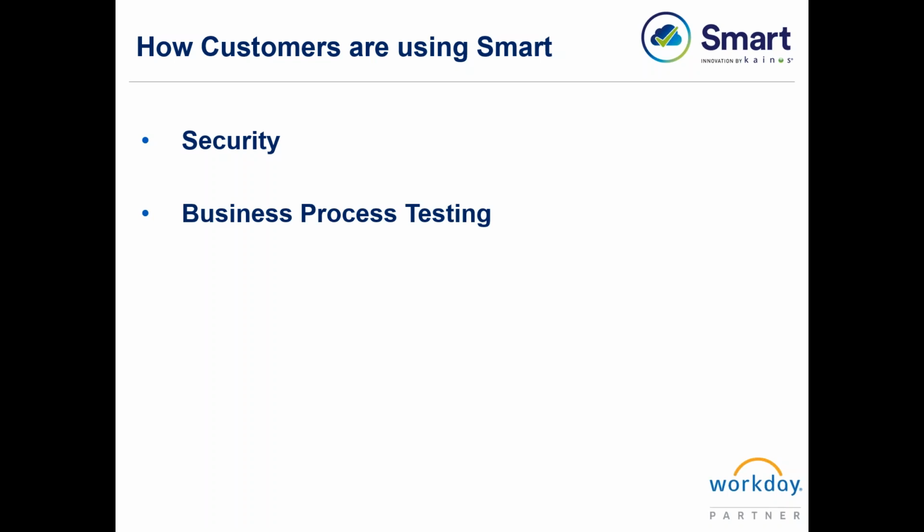Business process testing. I spoke a little bit about this already, but most of our customers have been using Smart to regression test the existing features that shouldn't have changed within the preview window, allowing them then to concentrate on the new features and some of the higher risk areas, and being able to dedicate their staff specifically to those areas.